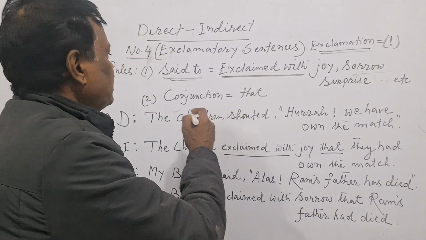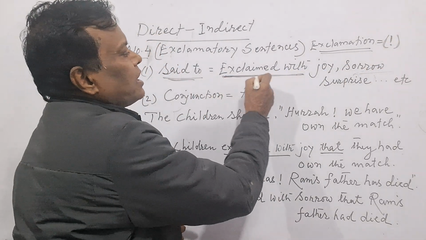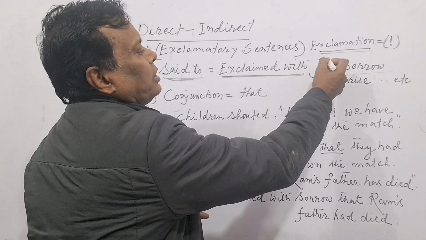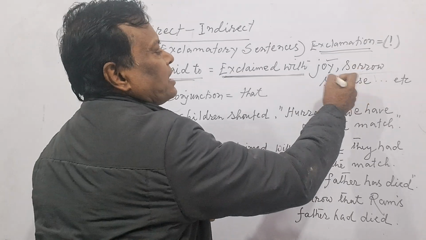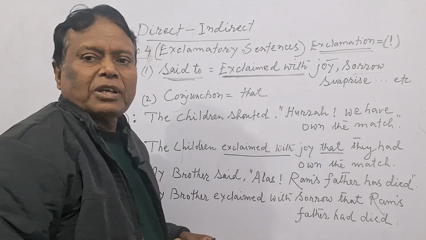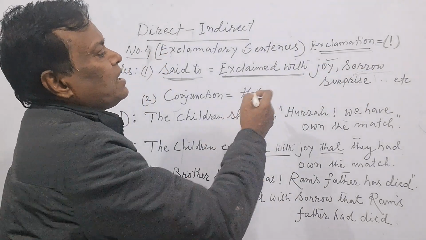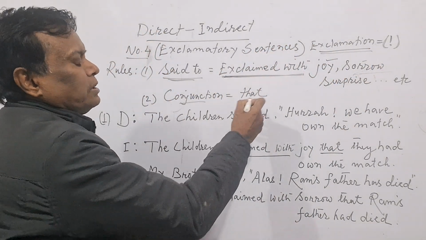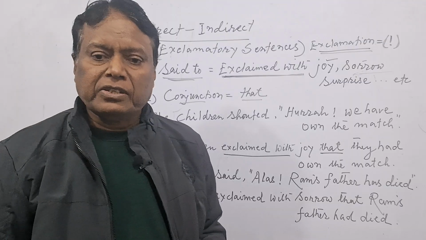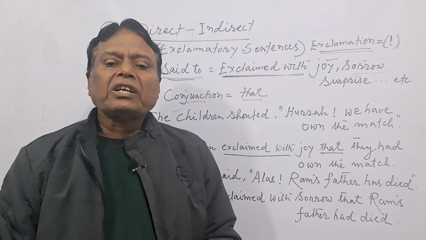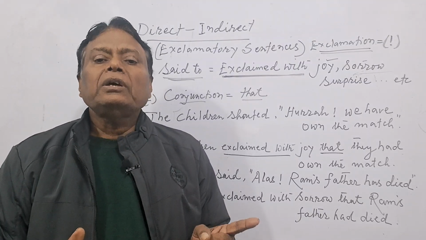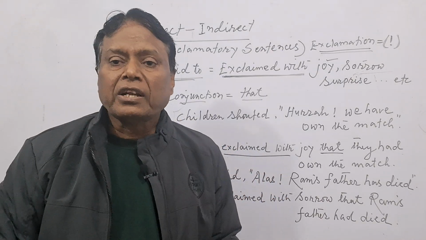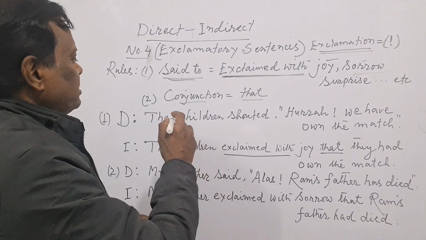So now said to will be converted into exclaimed with. Thereafter, if the sense is joy, then we have to use exclaimed with joy. If the sense is surprise, then exclaimed with surprise. If the sense is sorrow, then exclaimed with sorrow. The second rule is that your conjunction will be that, like in your affirmative and negative sentences. That is the conjunction in two: one is your affirmative, negative, and another one is your exclamatory sentence. Now see the sentence.